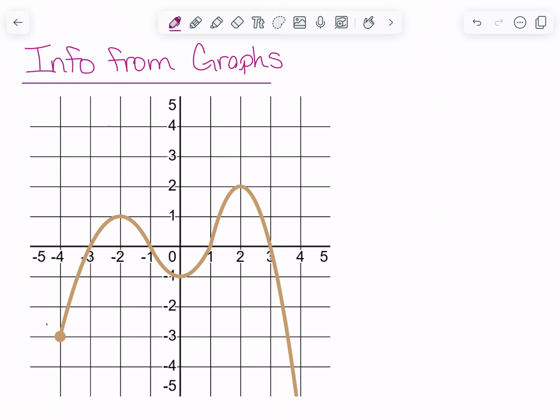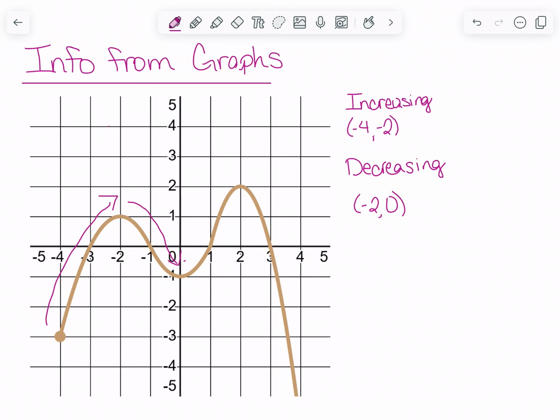So once again, we need to read from left to right. As we start, we can see the graph is going up. This tells me that the graph is increasing from -4 to -2. After that, it's moving down and to the right. That tells me it's decreasing between -2 and 0. We then start moving back up. So we are also increasing on the interval 0 to 2. And then finally, we move back down. And we are decreasing between 2 and infinity.